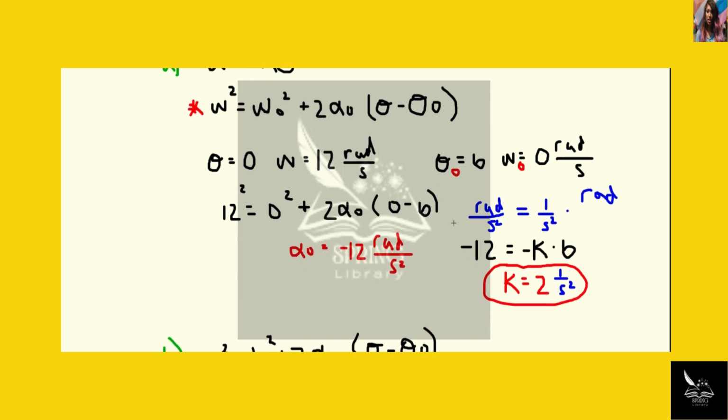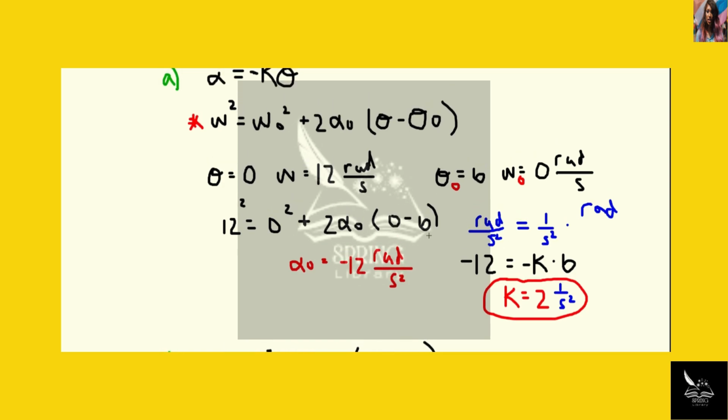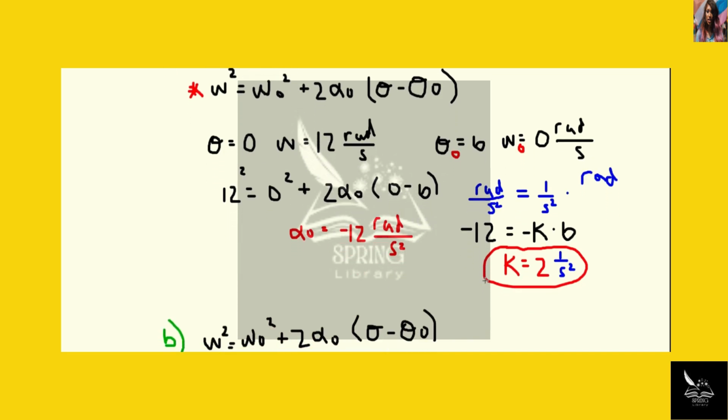So we get negative 12 is equal to negative k times theta. We are going to be using our initial theta because the alpha that we solved for was our initial alpha, so we want to keep these consistent. Also, it's smart to notice that theta is 0 here, so we don't want to use that because we'll get a 0 answer. Once we plug it into this equation, we get that k is equal to 2.